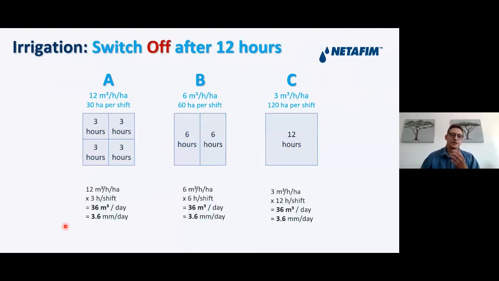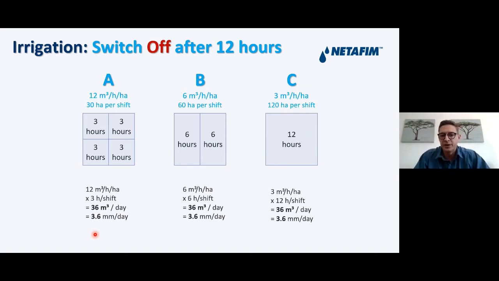So if we summarize, at the end of the day, all 3 farms in all blocks still received the same amount of water of 3.6 millimeters per day. On farm A, with the higher flow rates, we had to do it in 4 shifts of 30 hectares each at the flow rate of 12 cubes.